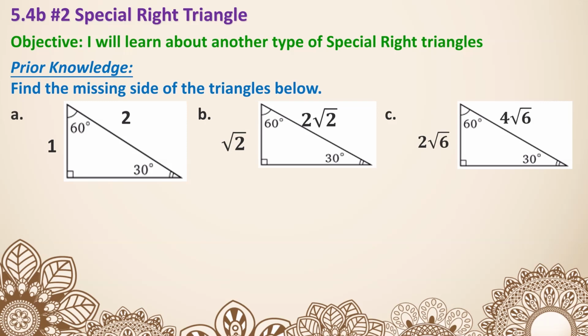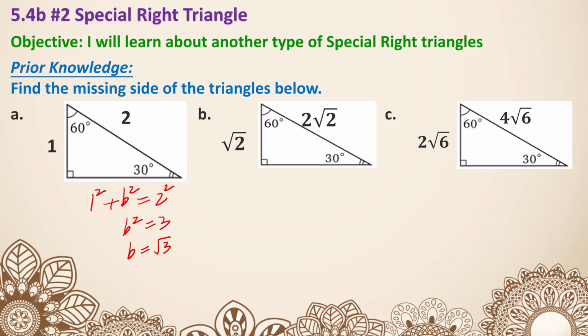We're going to have 1 squared plus b squared that equals 2 squared. So subtracting everything over, b squared is going to be 3, which means b is a square root of 3.